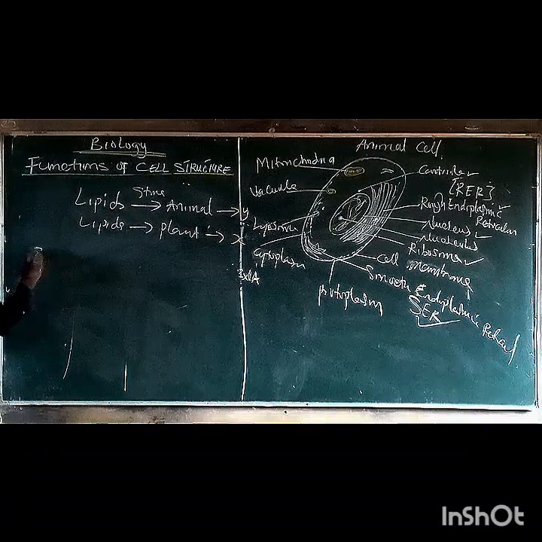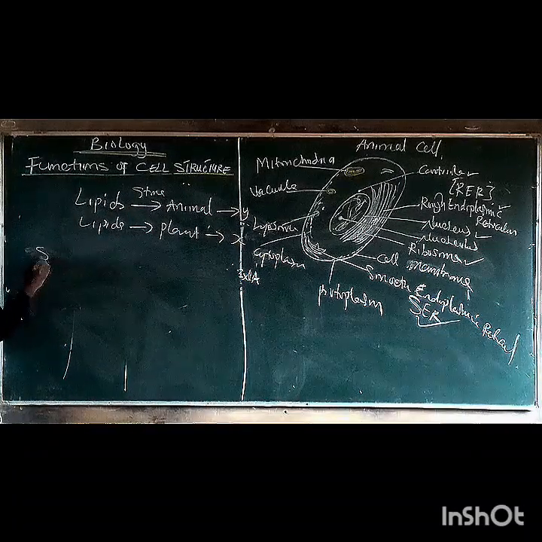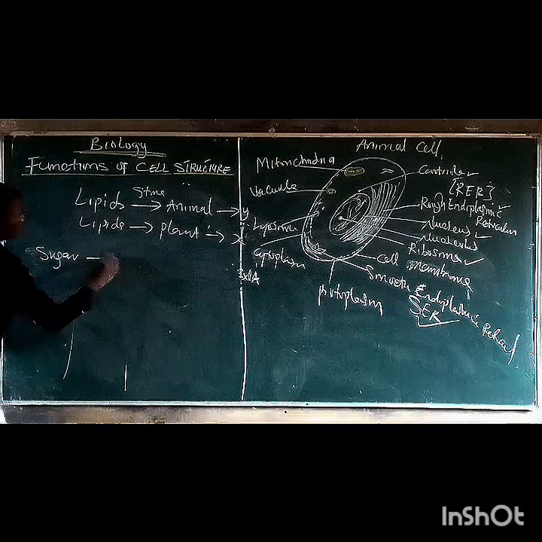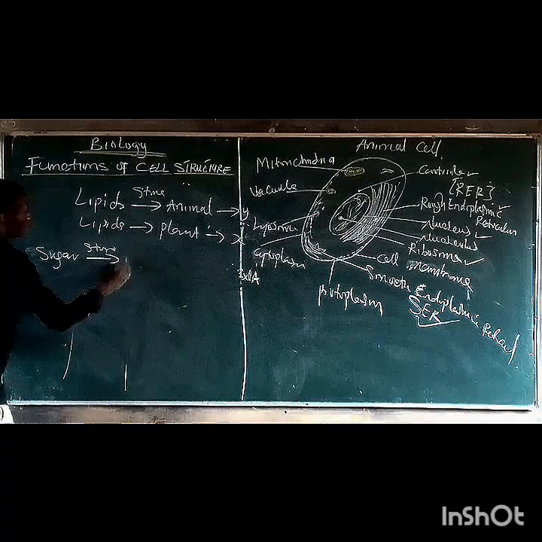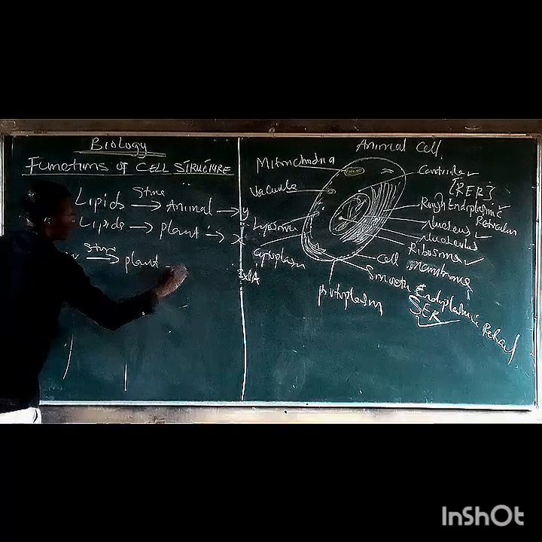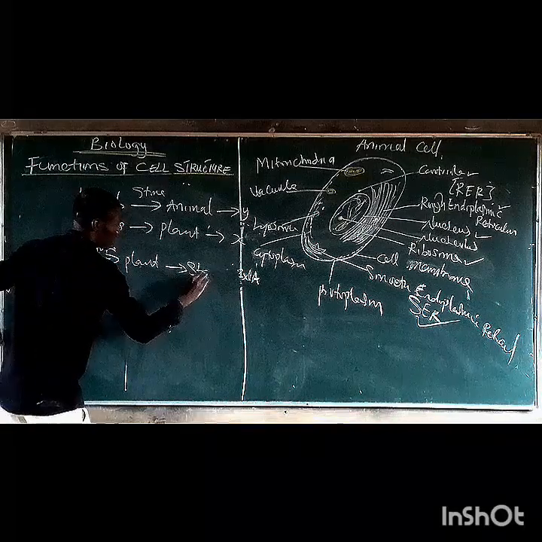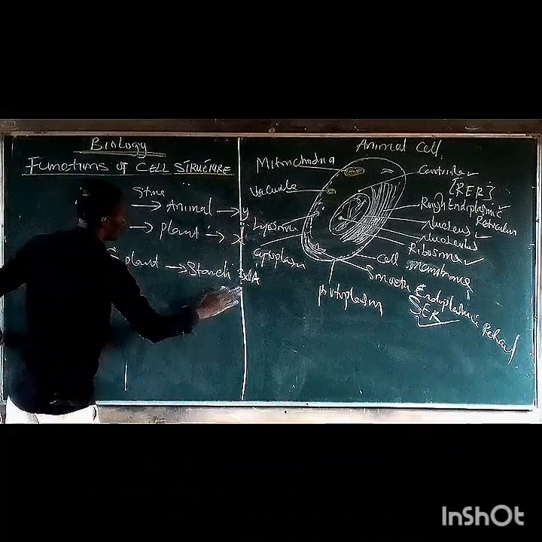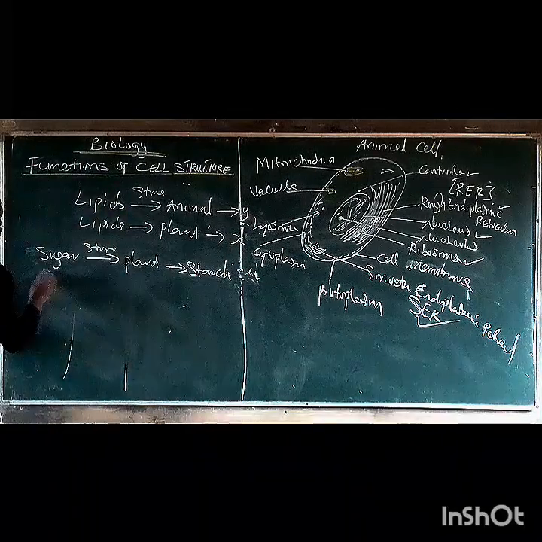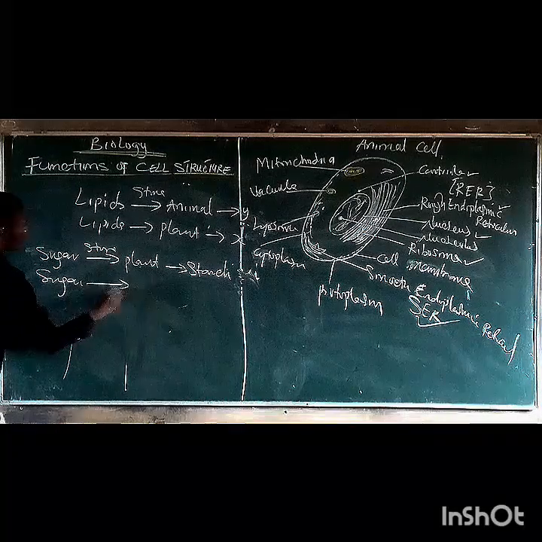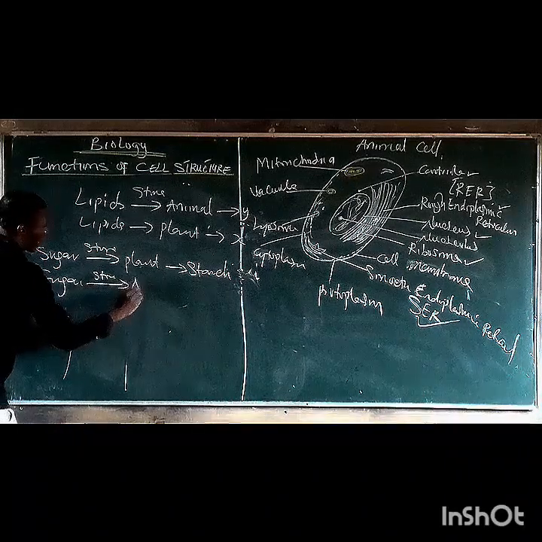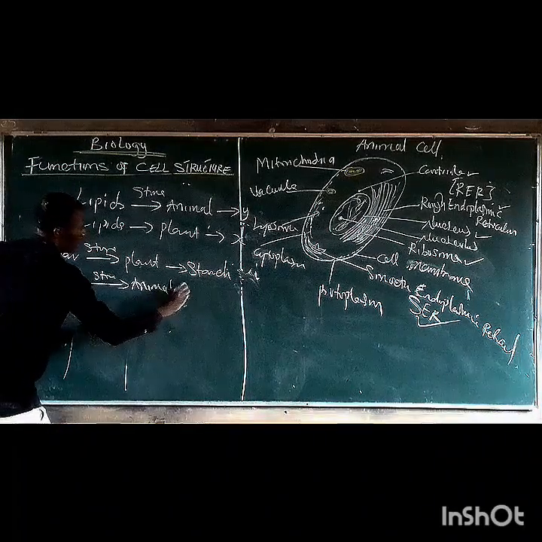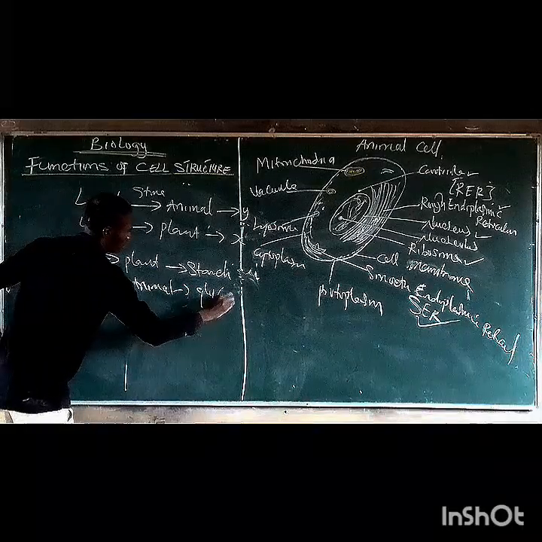Well, let me answer this one. Sugar is stored in plants as starch. Okay, find the one for lipids. Then sugar is stored in animal as glycogen.